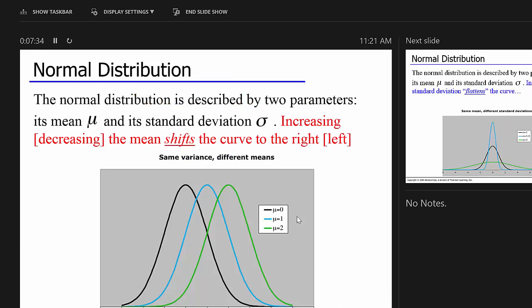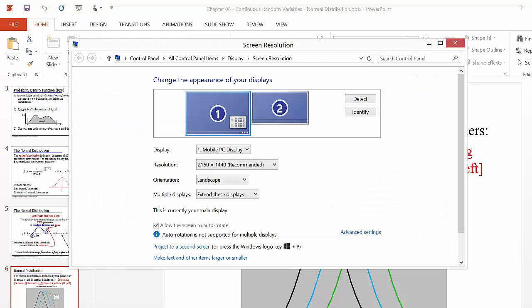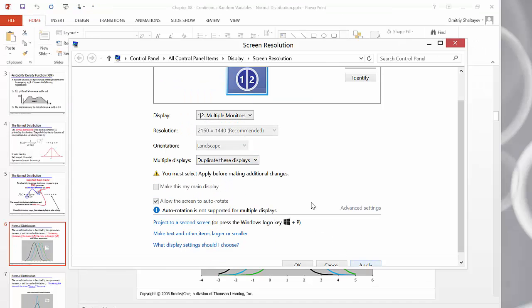Now, let me illustrate that with one very cool site. Okay, hold on. I'm going to share my screen so that it shows up on the projector.